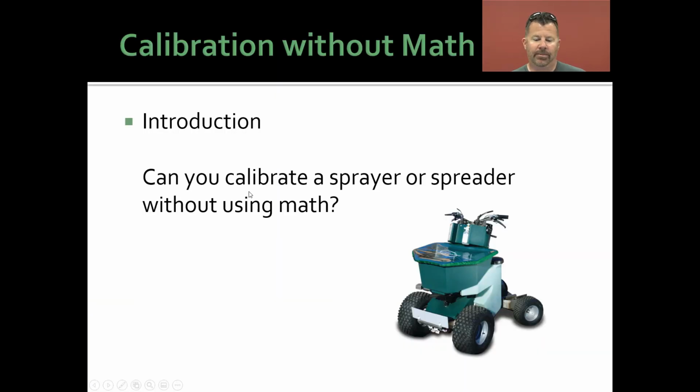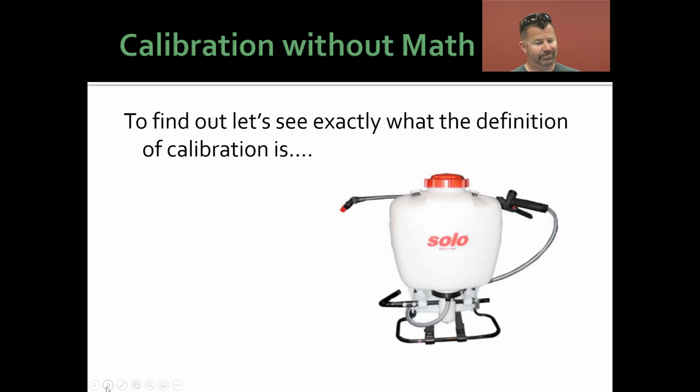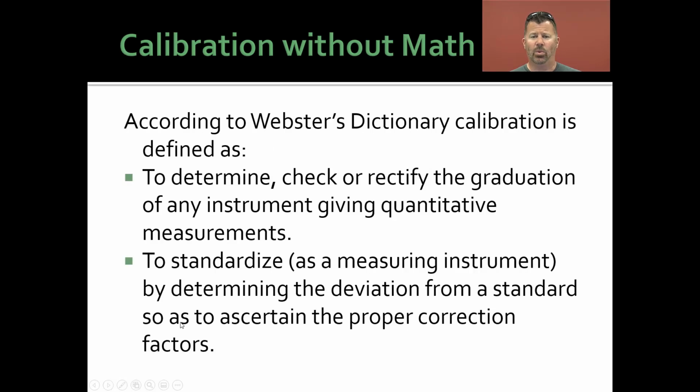Can you calibrate a sprayer or a spreader without using math? To find out, let's see exactly what the definition of calibration is. According to Webster's dictionary, it is to determine, check, or rectify the graduation of any instrument giving quantitative measurements. Sounds very scientific, guys. Well, we are professional people applying pesticides. Guys, this is a legit business. This is a dangerous business. So we need to maybe sometimes put on the old lab coat. To standardize as a measuring instrument by determining the deviation from a standard so as to ascertain the proper correction factors. Hey, that's pretty good there.